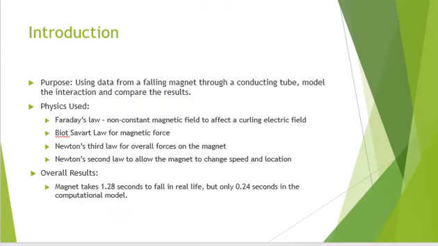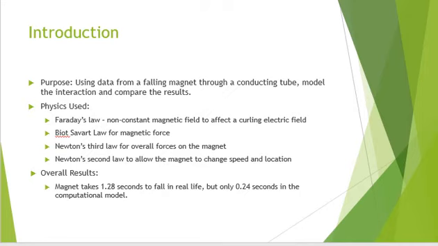The purpose of this lab was to predict the motion and magnetic interaction of a magnet falling through a conducting tube. Faraday's law was used to predict the magnetic flux when the magnet is at different locations in order to predict the current in the tube at these locations. The Biot-Savart law was used to calculate the force on each ring of current throughout the tube, and Newton's second and third laws were used to measure the forces acting on the magnet in order to predict its motion.